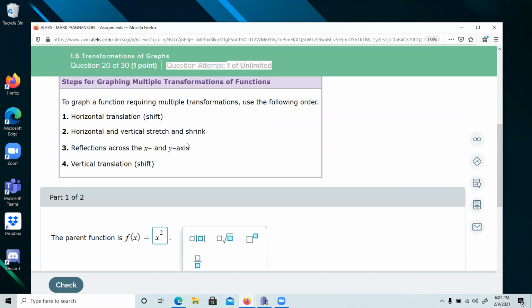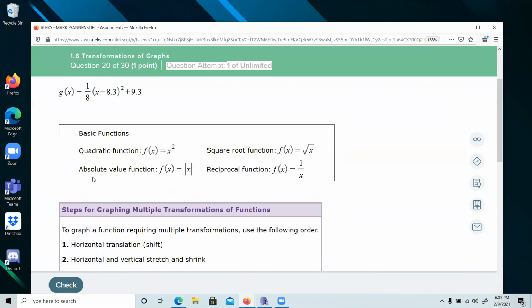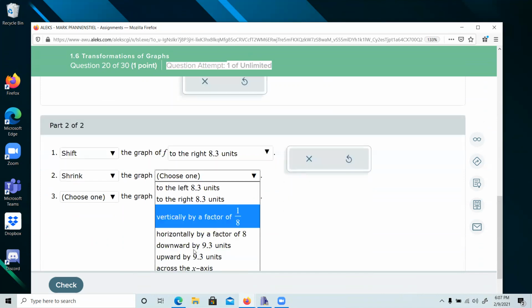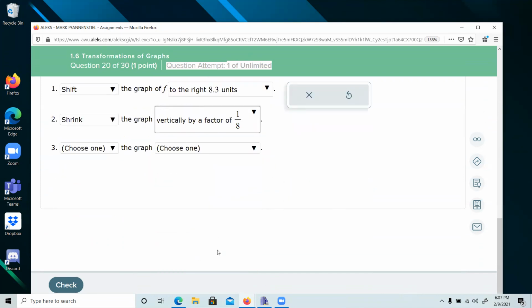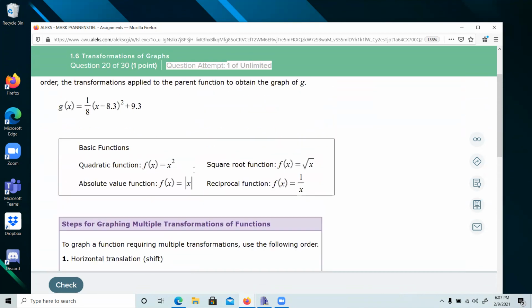They said apply horizontal or vertical translation. So we're going to put a 1/8 here. So we're going to shrink, compress. I always like to say compress because to me, the visual of somebody sitting on the graph works really well. So we're going to shrink the graph vertically by a factor of 1/8.